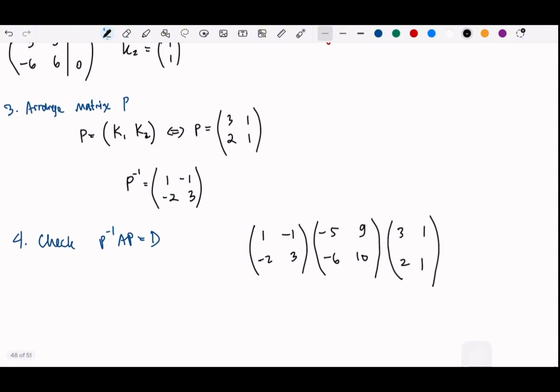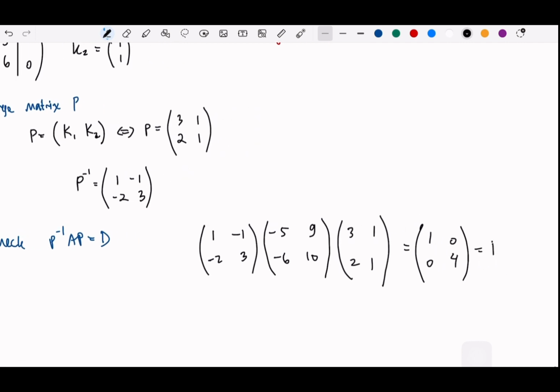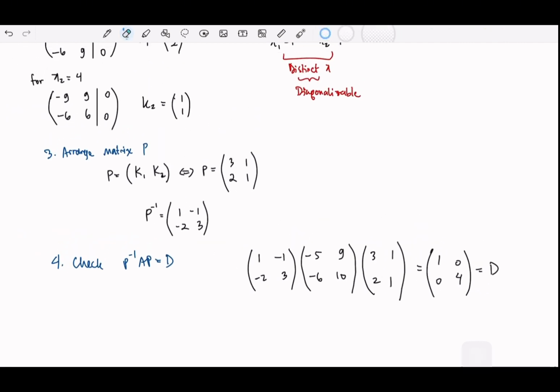So we could check one by one. Maybe first going from the left if you want, or the right will also be the same. So I think I will just give you the final result. This should be true, that this will be equal to 1, 4, 0, 0, which is our D. And this is true because this 1 is lambda 1 and 4 is lambda 2. So this is true.